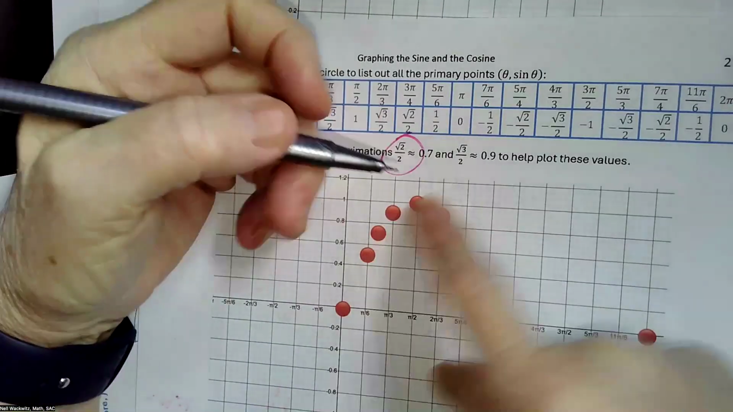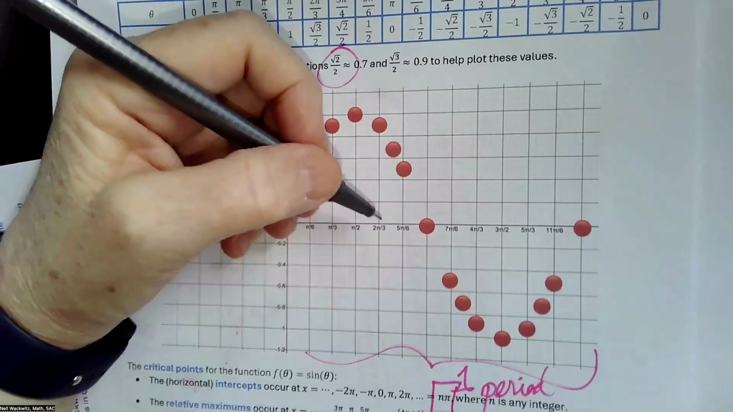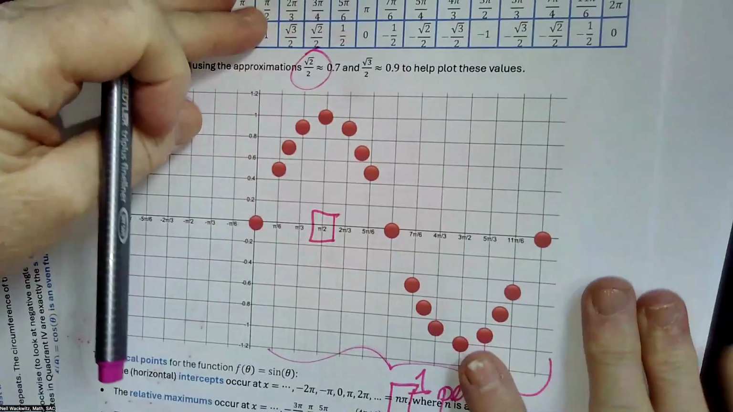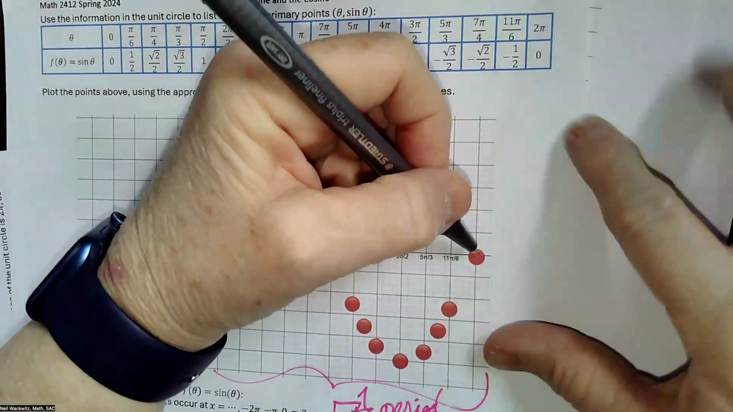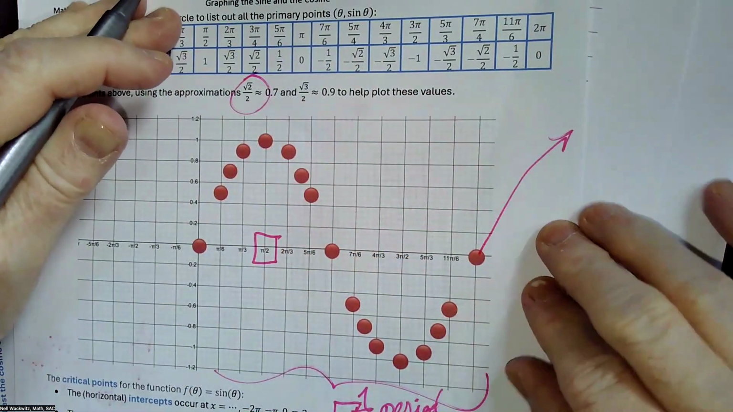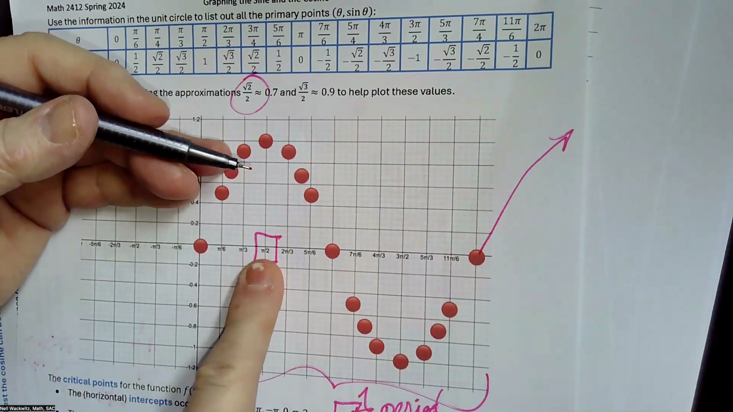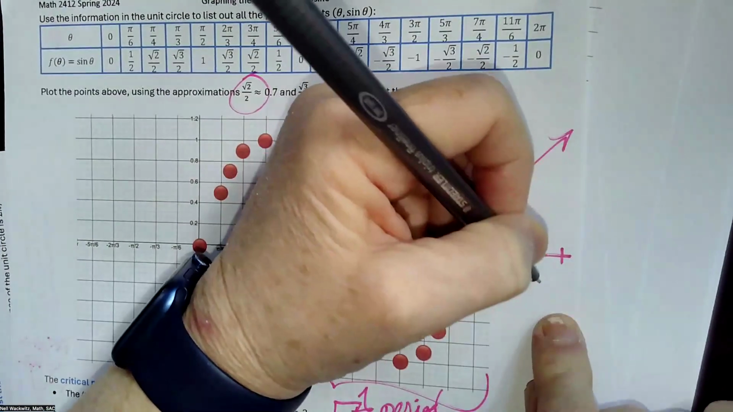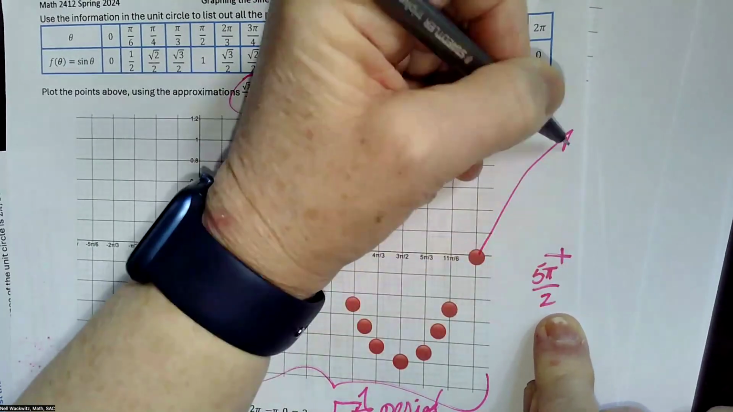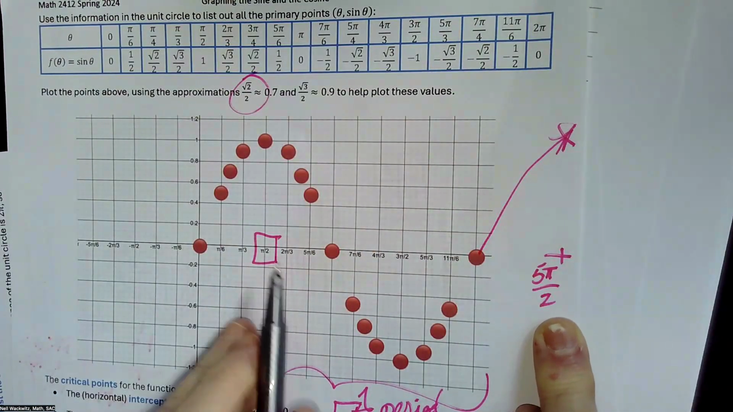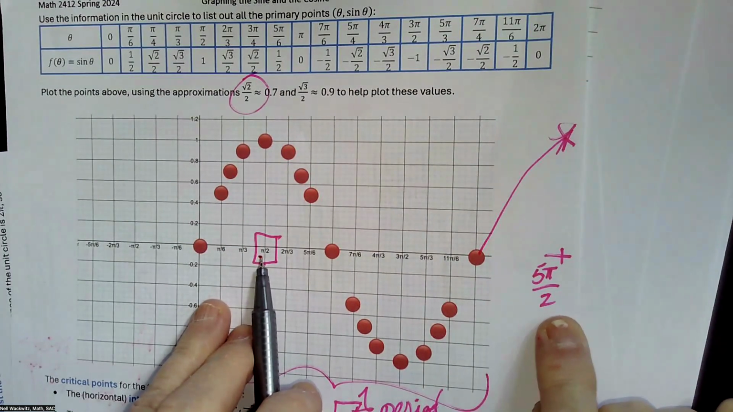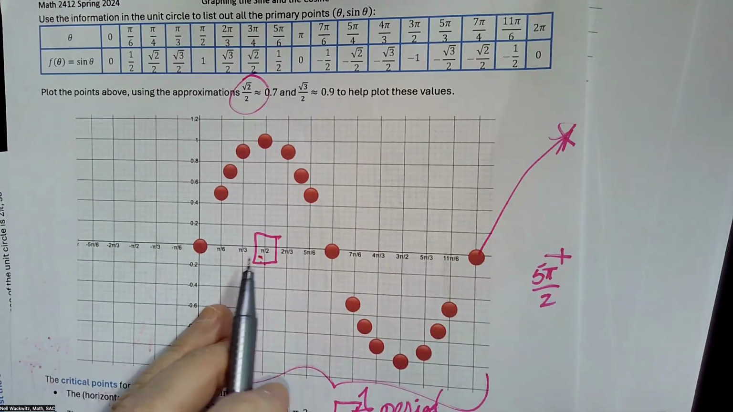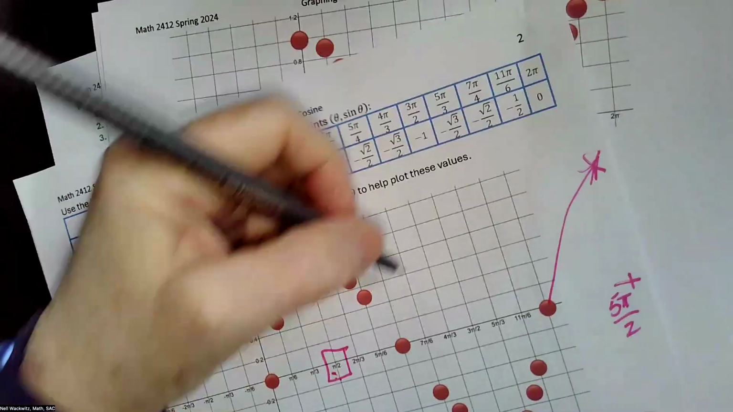The maximums, well, let's see. The first maximum that we see is at pi over 2. Let's just look here. The next maximum will be at, here's 1 pi over 2, 3 pi over 2, 5 pi over 2. That's the next max. And then, to get from the first max to the second, we added 4 pi over 2. We added 2 pi.